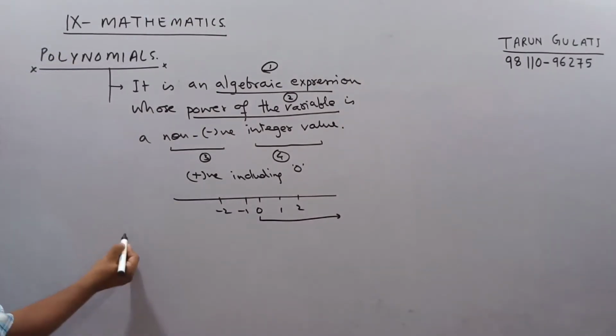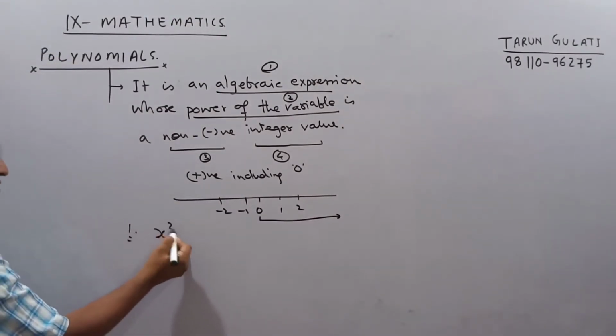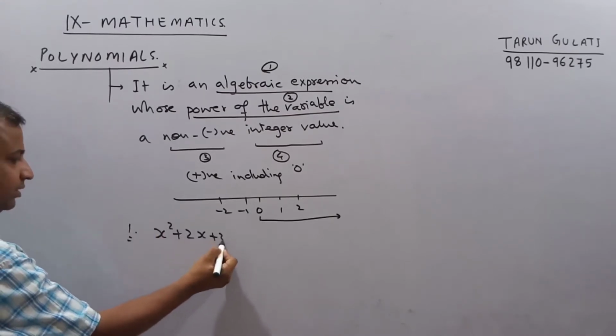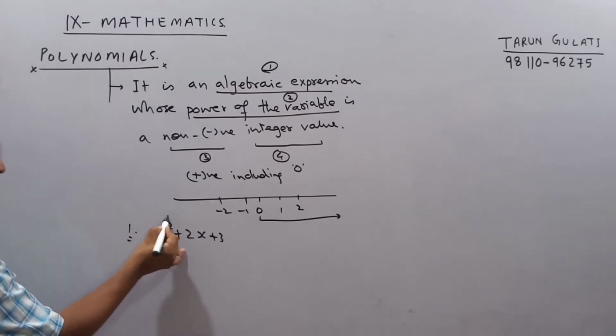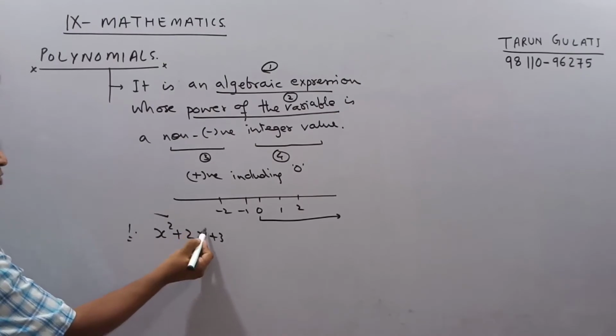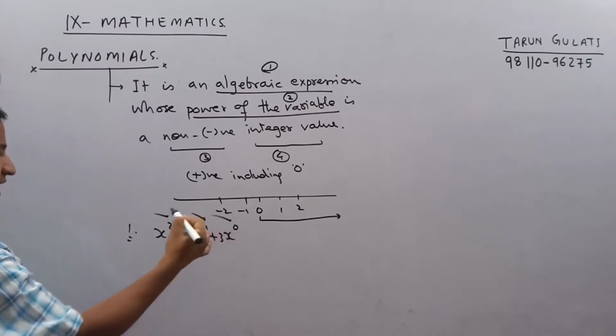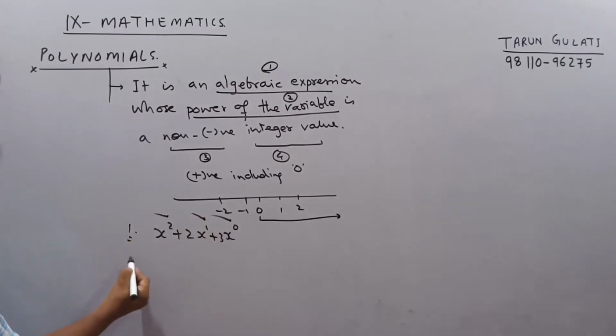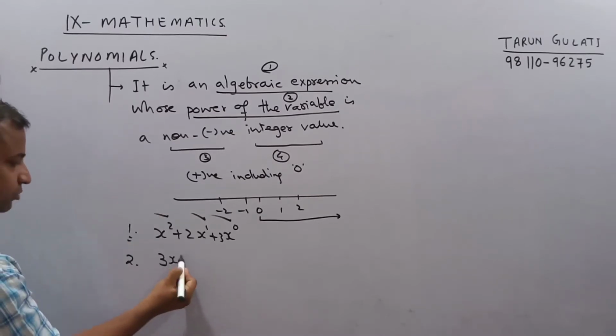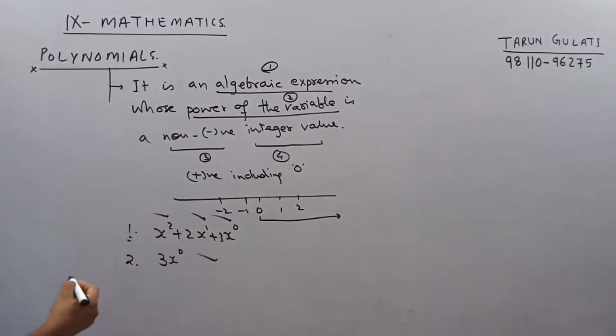Say we should take an example here. Number 1: x square plus 2x plus 3. Here x to the power 2. Yes, it is a positive power. 2x is x to the power 1. Yes. And x to the power 0. Yes, this is a polynomial. Number 2: say it is 3. Here x to the power 0. This is also a polynomial.